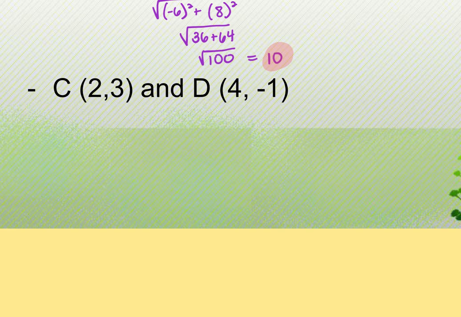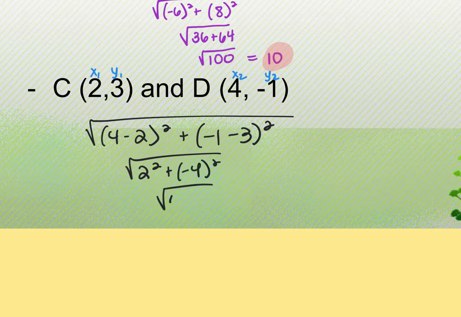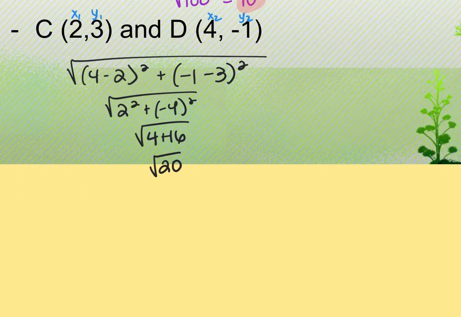All right, last one. Four minus 2 squared plus negative 1 minus 3 squared. I'd get the square root of 2 squared plus negative 4 squared. 4 plus 16, which is square root 20. We just did this one, right? This would have been 2 and 10, 2 and 5. 2 2s go to the outside, and the 5 stays underneath.